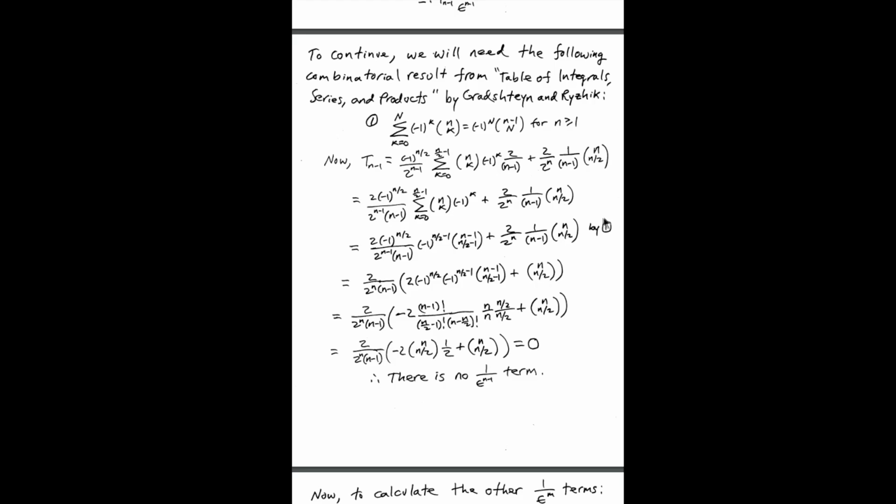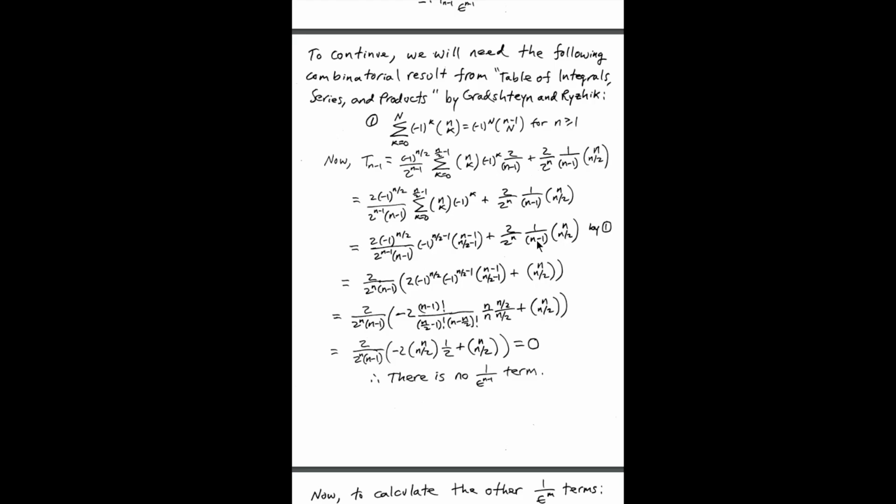Okay, now using equation 1 here, or result number 1 from our book, putting that into the first term, this will equal 2 times (-1)^(n/2) over 2^n (n-1), times (-1)^(n/2 - 1), times (n-1 choose n/2 - 1). Just plugging in here, n/2 - 1 going into capital N. That's all we did there. Plus the second term again, 2 over 2^n, 1 over (n-1), and choose n over 2.